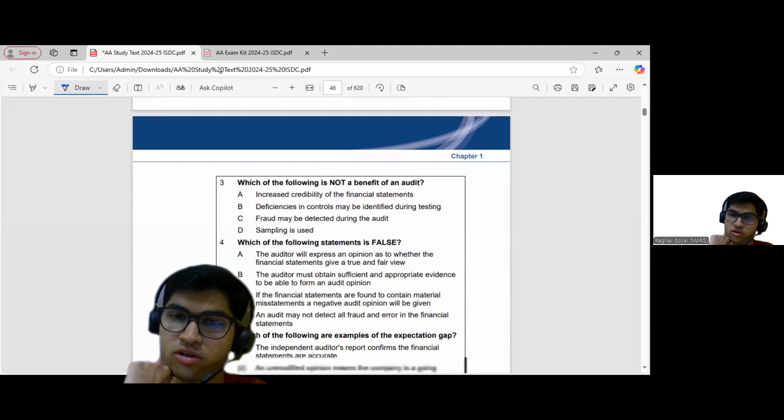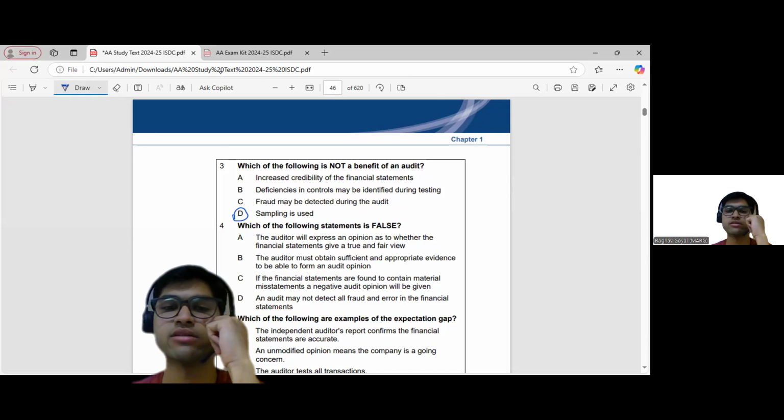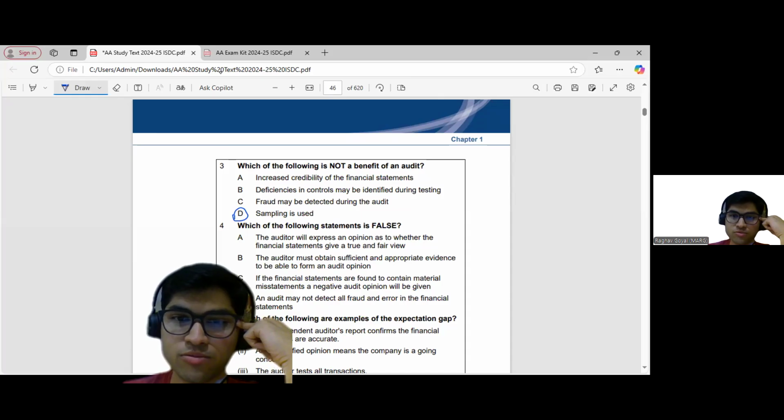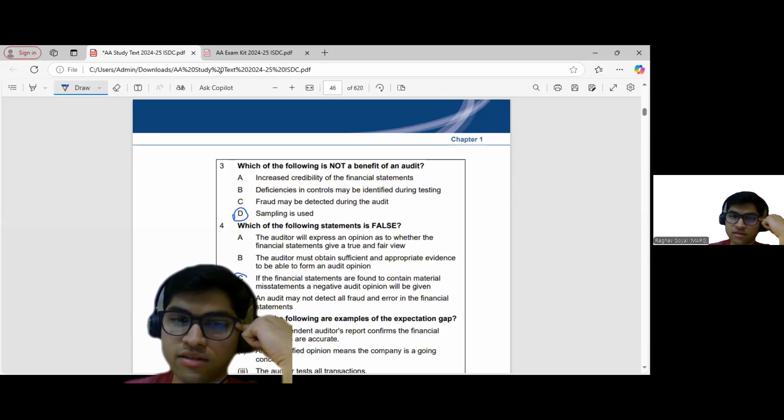Which of the following is not a benefit? So, increased credibility is a benefit, deficiencies identified is a benefit, fraud may be detected is a benefit, and sampling is used is not a benefit as such. It's kind of a limitation because the full population is not being tested. Then which is false? This is true. This is true as well. May not detect all fraud is true as well. Then the answer we are left with is C.